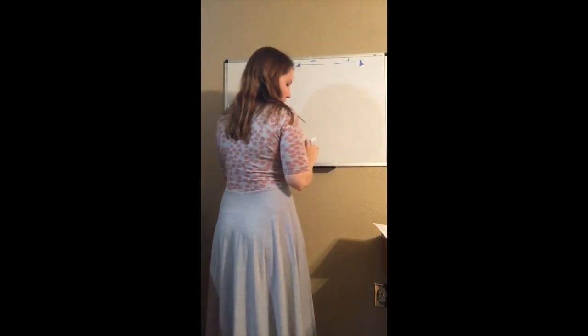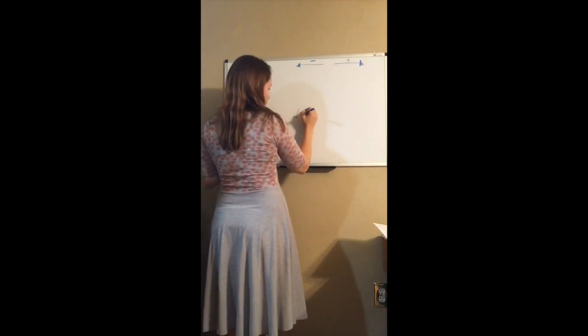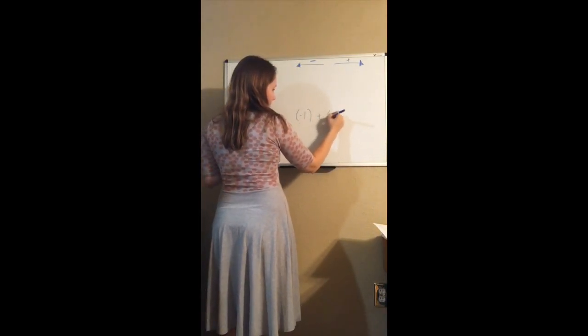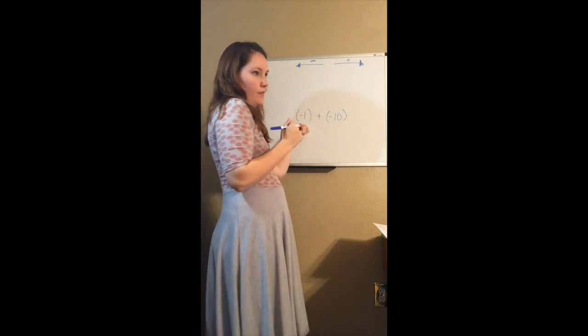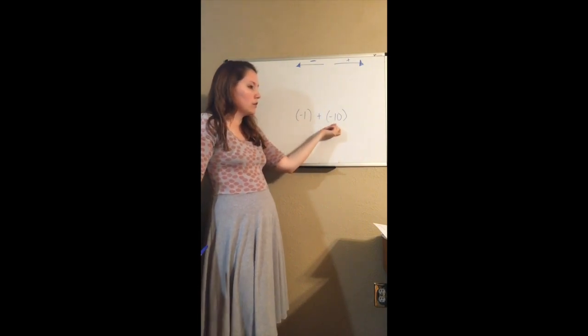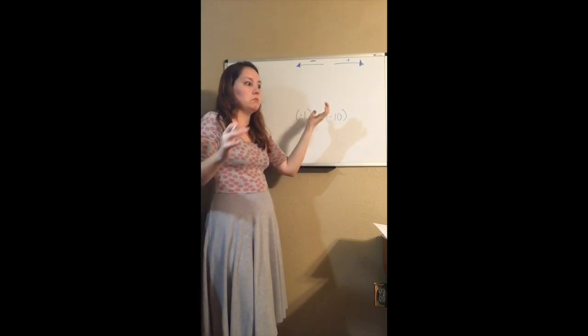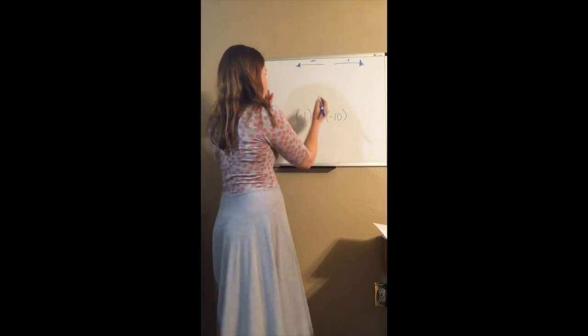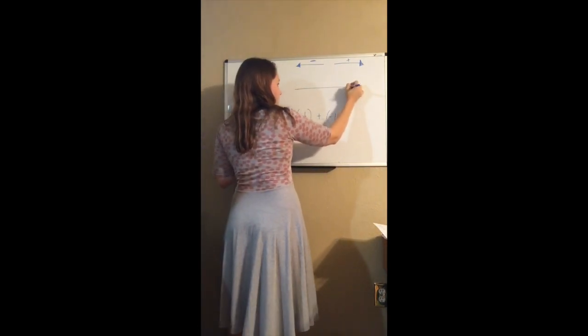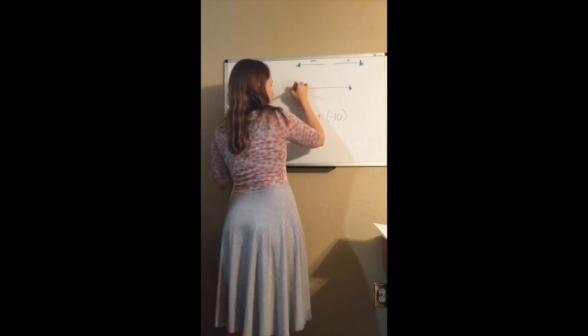All right. So we have -1 plus -10. We have a negative and another negative. We are going to have more negatives. So looking at this, we're still going to the left.